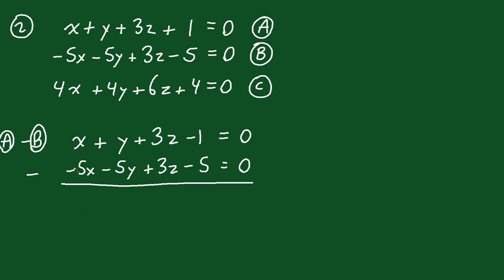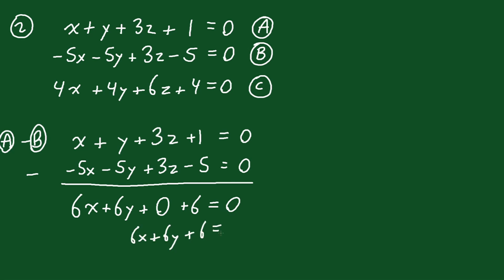X minus negative 5x. That's like saying x plus 5x, which is 6x. Okay. Y minus negative 5y. Same thing. Plus 6y. 3z minus positive 3z is 0. Plus, oh, sorry, there should be a plus 1. I don't know why I wrote negative 1. It's coming from here. It should be a plus 1. Plus 1 plus 5 is plus 6. There we go. And that equals 0. So 6x plus 6y plus 6 is equal to 0.